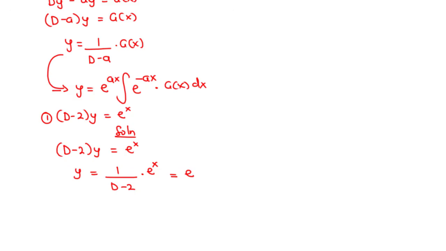Considering this formula, here we have 1 over D - a. This is a negative value, but you have a positive value here. So once this is negative, we have negative 2, then this becomes plus 2. So we have e^(2x) times the integral of e to the power negative 2x times g(x), where g(x) is the function on the right hand side, which is e^x, times dx.